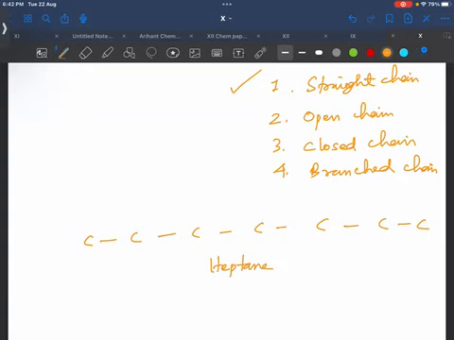What does open chain mean? Open chain means there should not be any relation between the first one and the last one. They should not be linked with each other. Are you able to understand? Yes. So this is an open chain also. This is a straight chain as well as an open chain. There is no relation between the first and the last carbon. That is the meaning of an open chain.